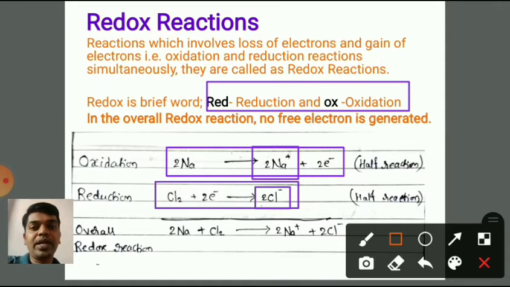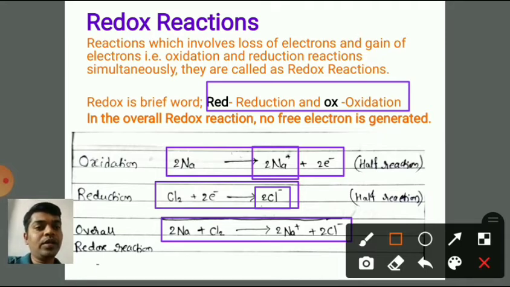After these two separate reactions, oxidation and reduction, if you add these two reactions, we will get such type of reaction. This is simply the mathematical addition of the above two reactions, oxidation and reduction. Okay, so in this, if you see, in the oxidation the two electrons are generated, while in the reduction the two electrons are consumed. Okay, so net resultant, the two electrons are vanished. Okay, so you will get no free electron, right?